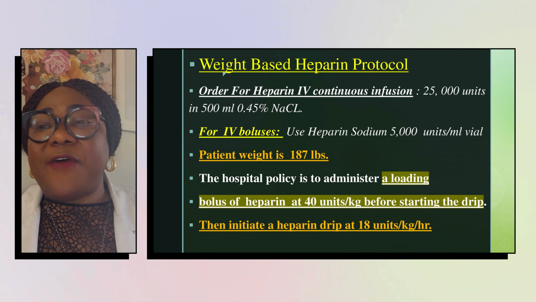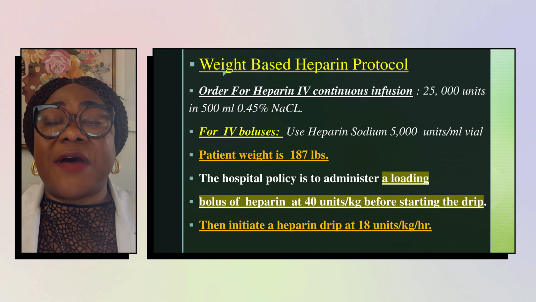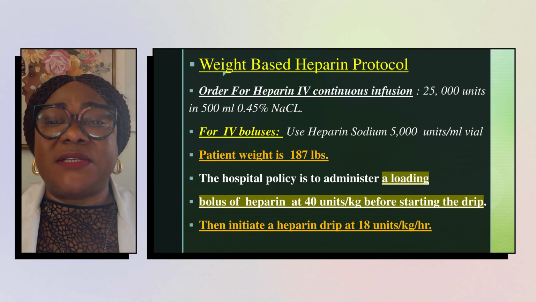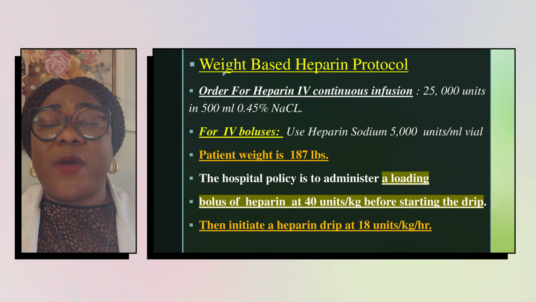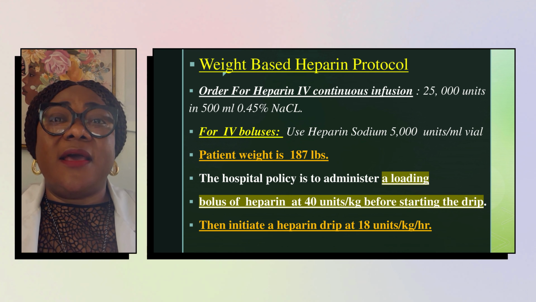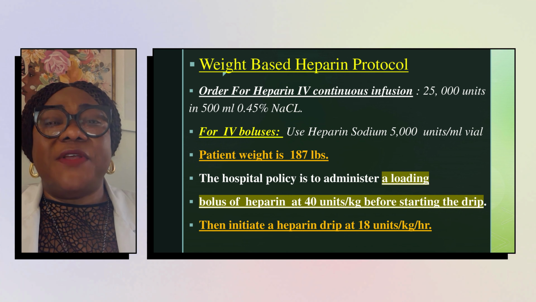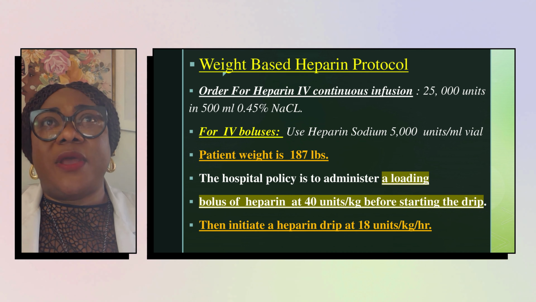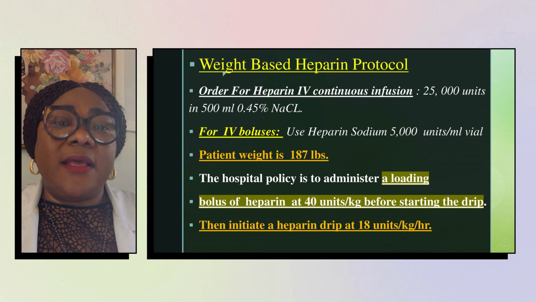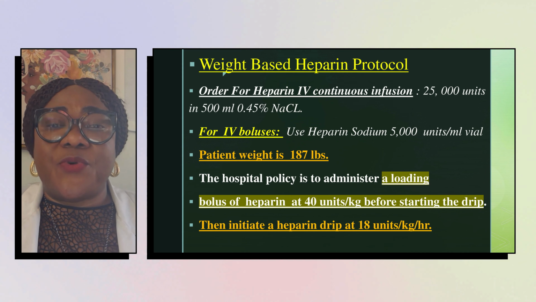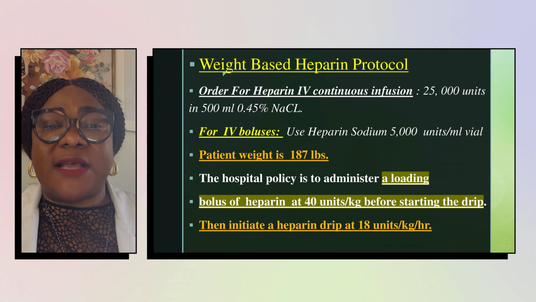For boluses, we have to make sure we use the small vial that looks like the insulin bottle. I will show you how it looks in a minute. Patient weight, we have to pay attention to that because at times the weight will be given in kg. If it is given in kg, we don't have to do any conversion, we just use it. But if it is given in pounds, we have to make sure we divide it by 2.2 to get the equivalent in kg.